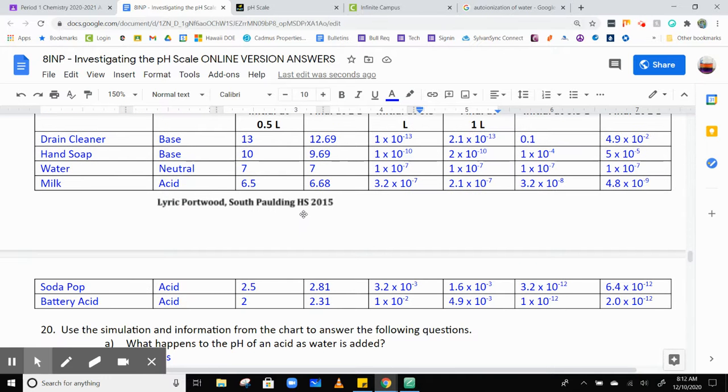You're basically just diluting it, getting it closer to the middle, the 7 point. So if you add water to a base, it's going to go down. If you add water to an acid, it's going to go up. They're all trying to get to that neutral point.